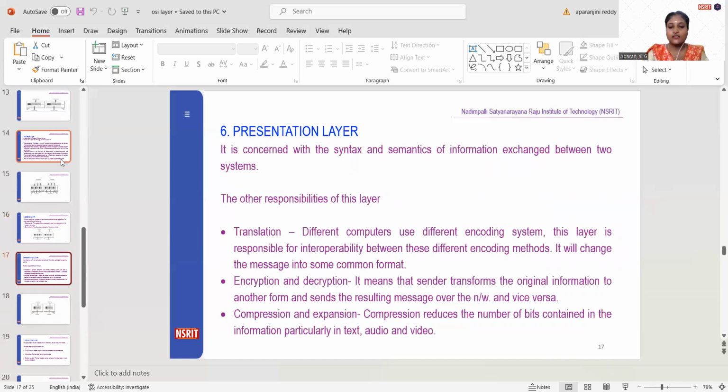It is concerned with the syntax and semantics of the information exchanged between the two systems. The other responsibilities of this layer are translation, as different computers use different encoding systems. This layer is responsible for interoperability between these different encoding methods. It will change the message into some common format. Next is encryption and decryption. It means the sender transforms the original information into another form and sends the resulting message over the network, and vice versa. Next, compression and expansion. The compression reduces the number of bits contained in the information, particularly in text, audio, and video.